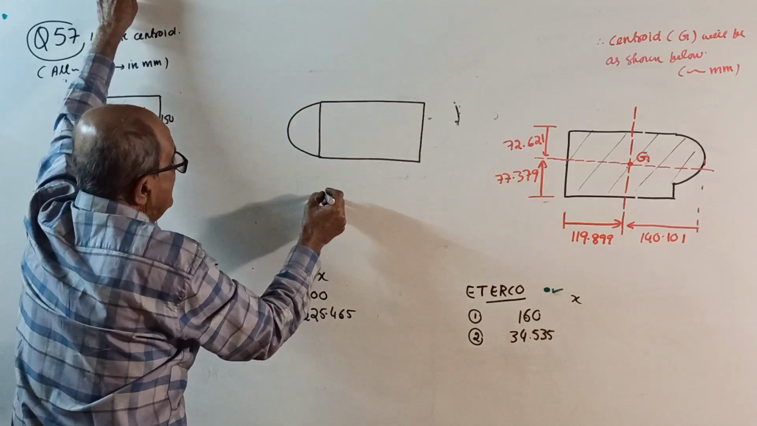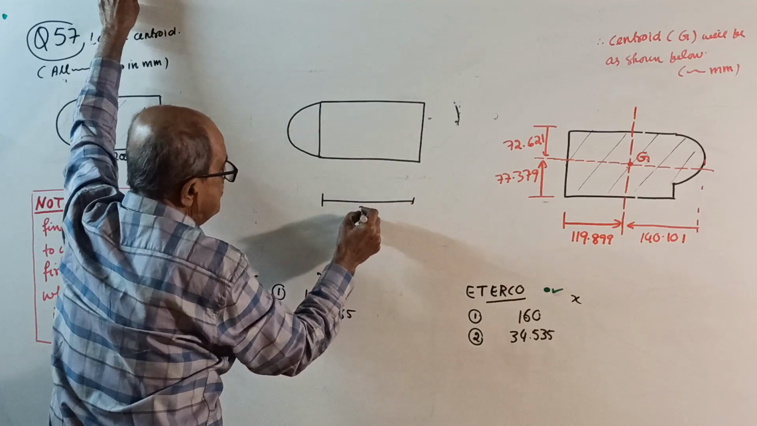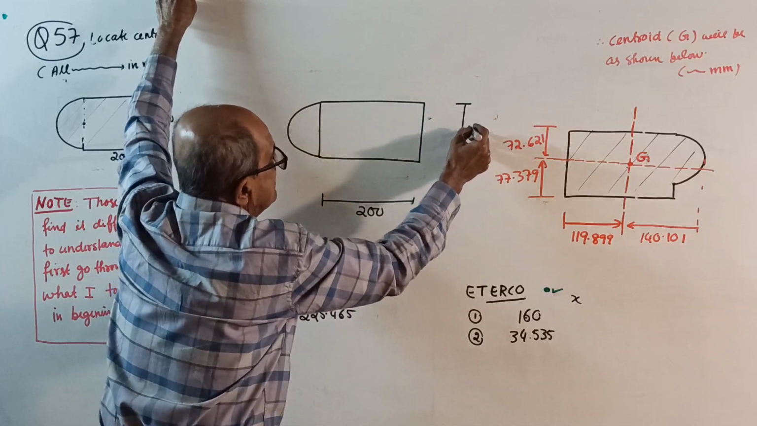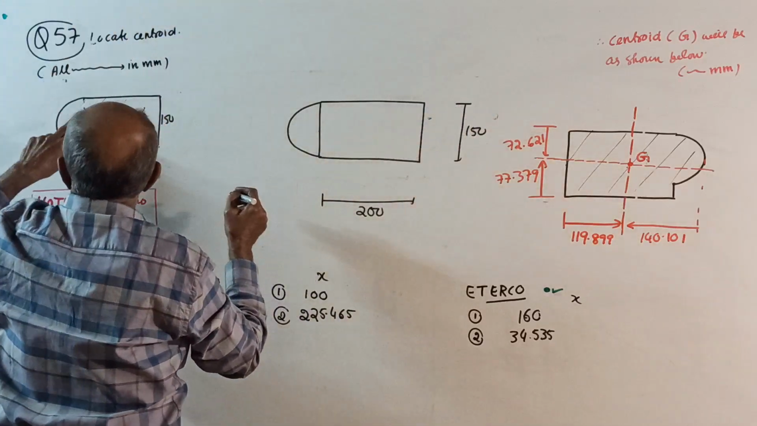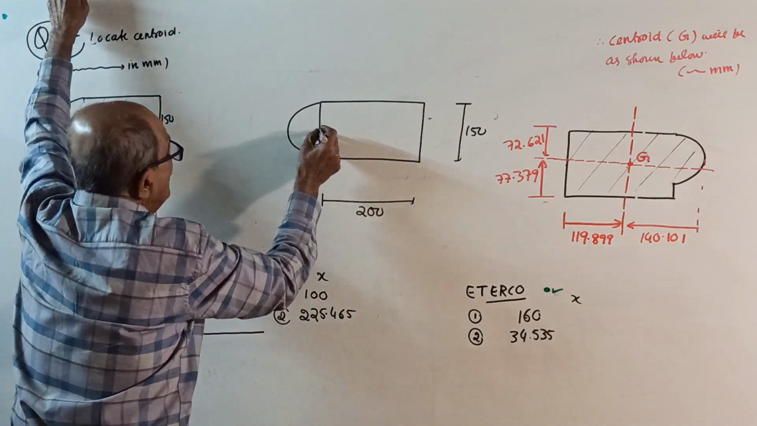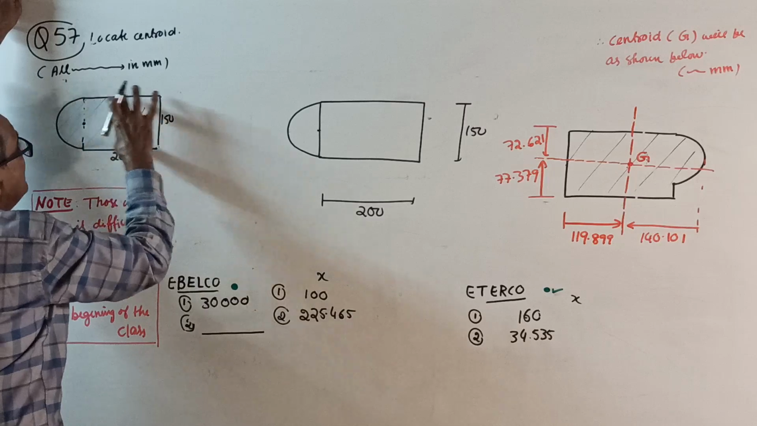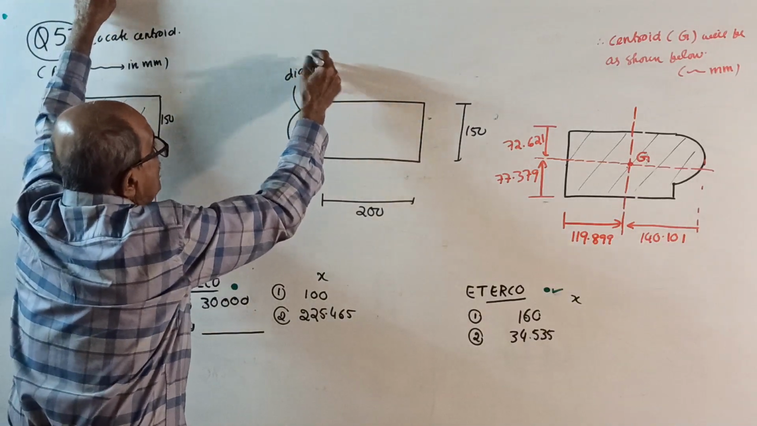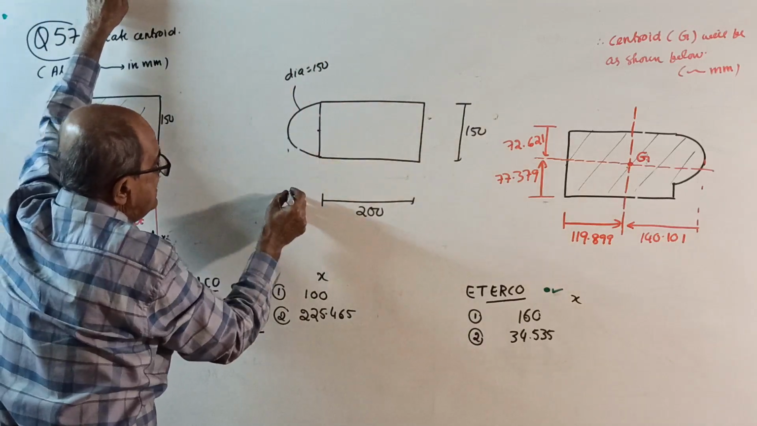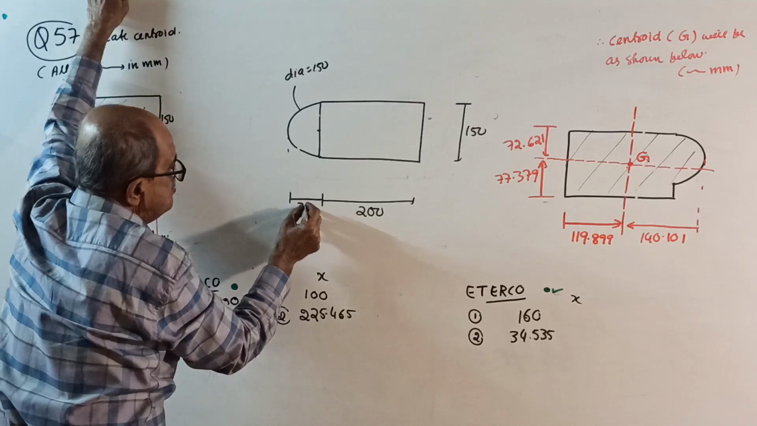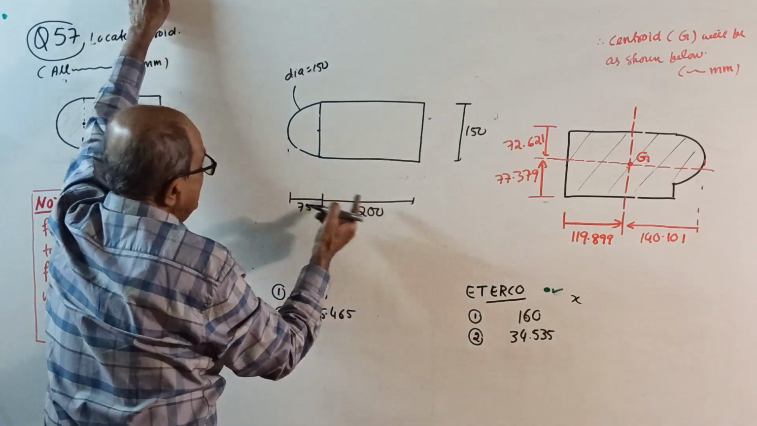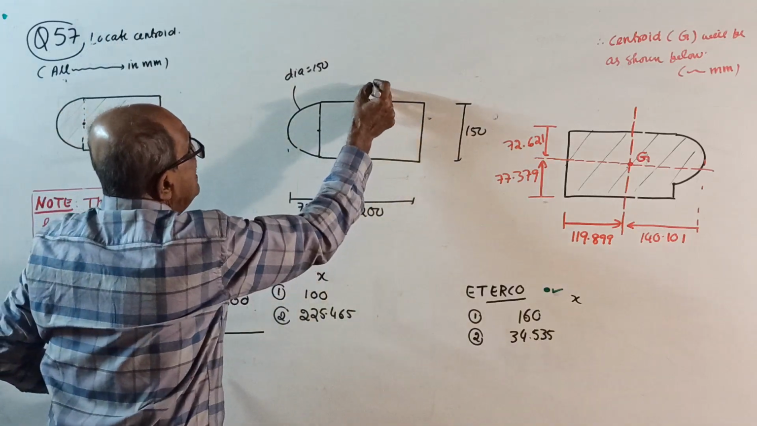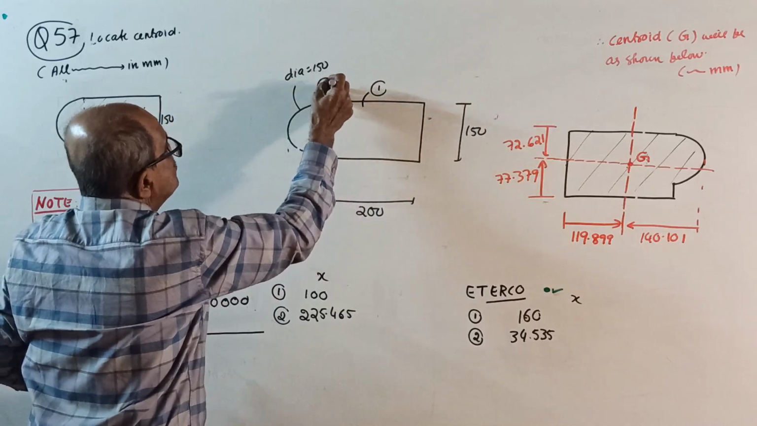See, this is 200. This is 150, given in the question. Now, for this one, the diameter is not given; the diameter is 150 only. If you want this distance, it is 75. Why? Half of the diameter. Now I will take this as figure number 1 and this as figure number 2.